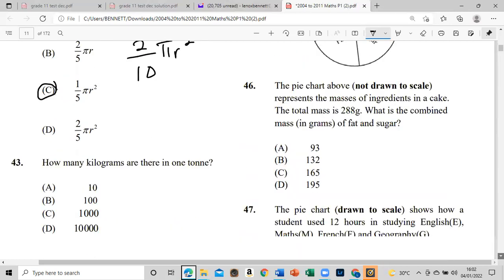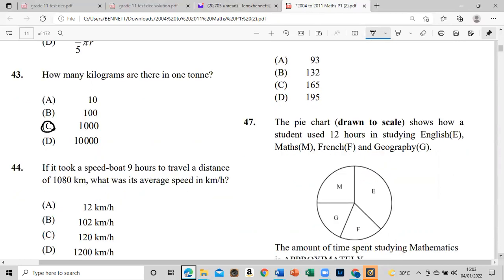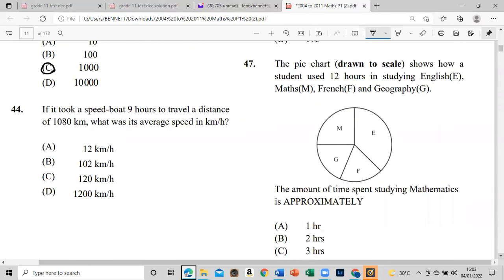Share it with somebody. How many kilograms are in 1 ton? When we expect students to know that in primary school. If it took a speedboat 9 hours to travel a distance of 1080, what is the average speed? Right? So we just divide. 1080 divided by 9 to the 4.